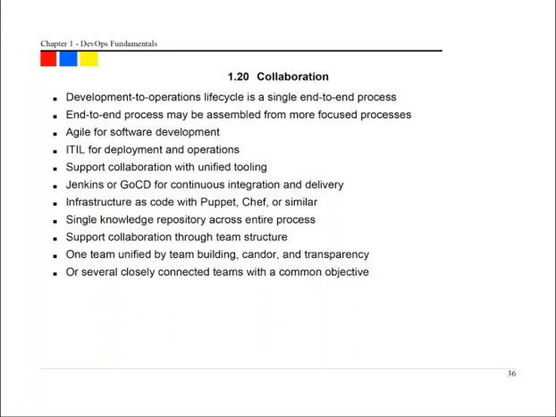And that value chain starts with starting to code and ends with something running in production. That value chain is usually assembled from a bunch of smaller focused processes. And it makes sense to do that because different parts of that value chain have different emphases in what they're concerned about. Usually that's agile as the sub-process, if you will, for the software development piece. And then perhaps something like ITIL, Information Technology Infrastructure Library, for deployment and operations.